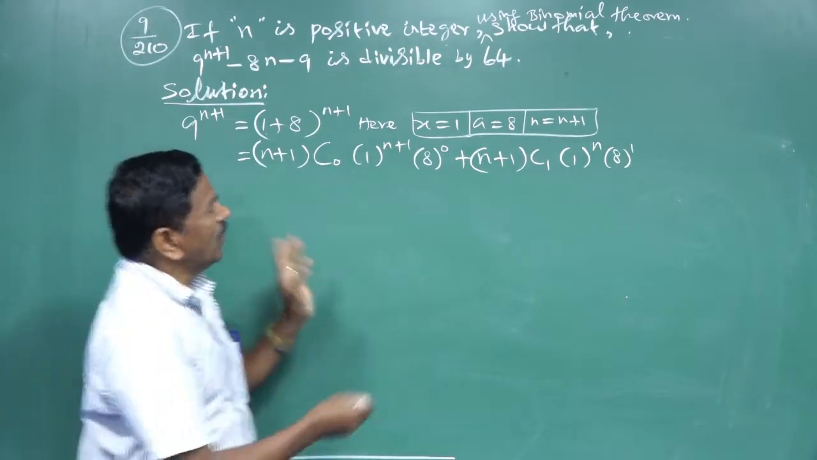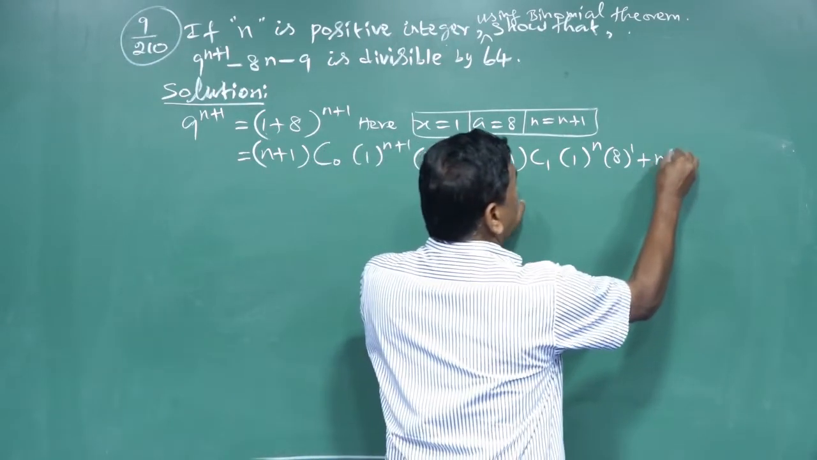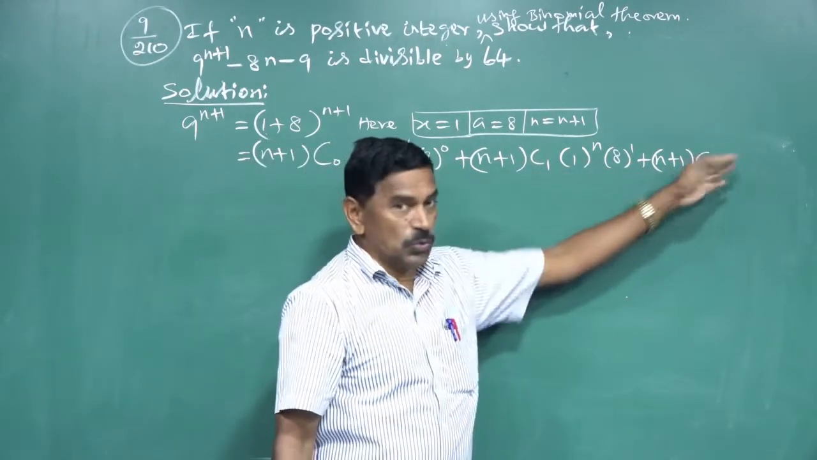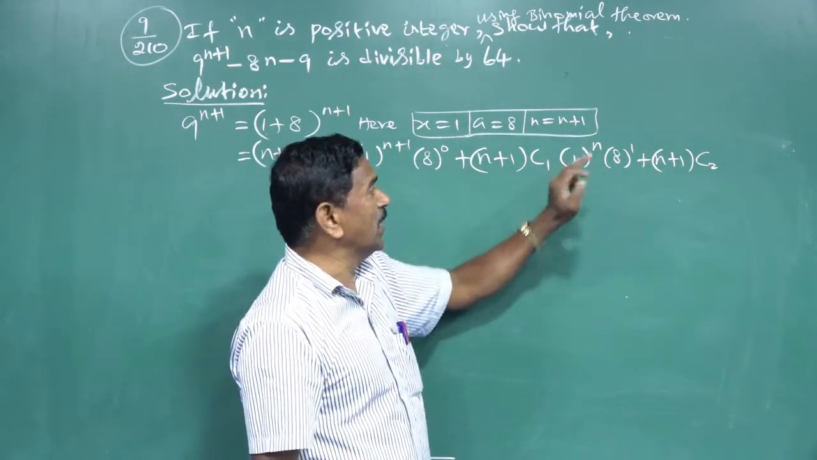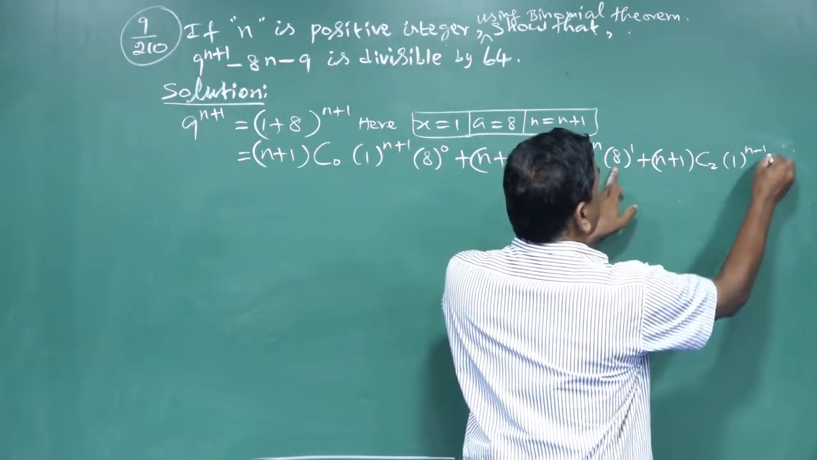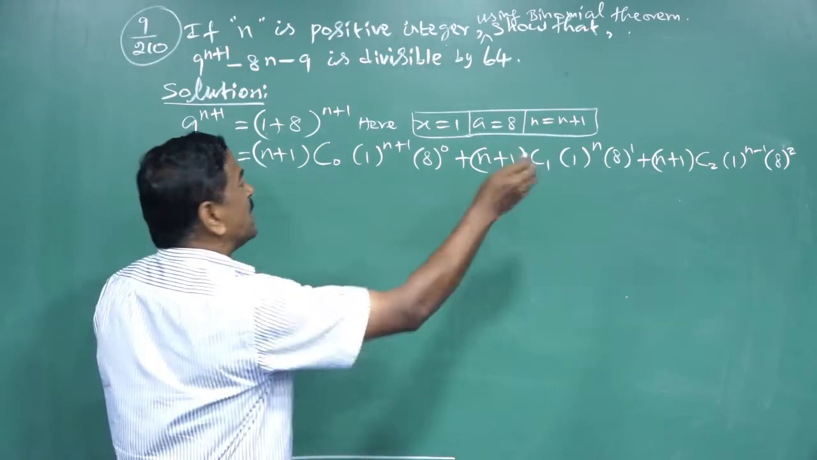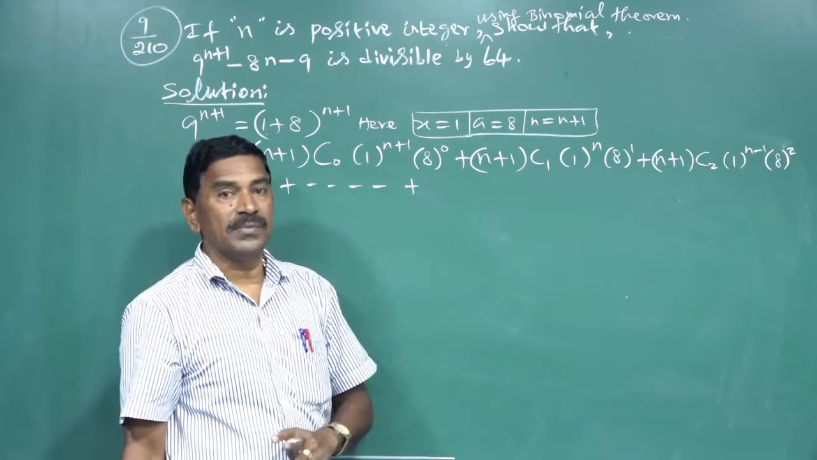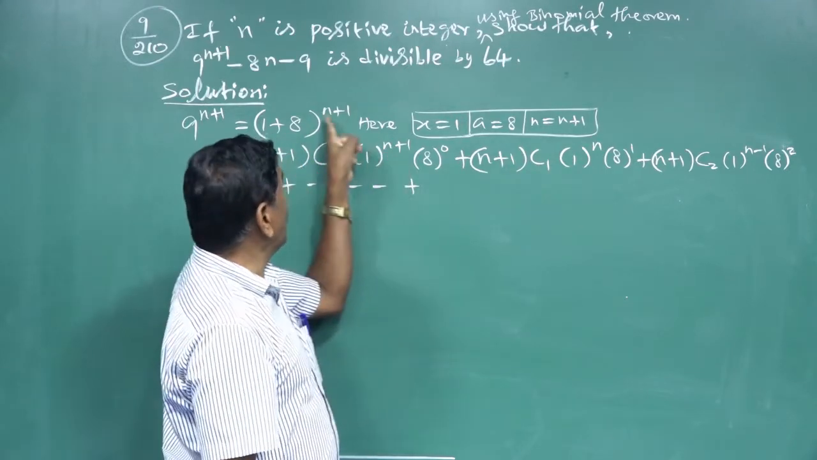Okay. Listen, the next term will be plus n plus 1 C2, likewise nC0, nC1, nC2. Into here, x power n plus 1 power less, so x power n minus 1, into a whole power 2. Next plus etc. plus etc. plus etc. Can you tell me the last term? Yes, the last term is nCn into x power 0 into a power n, where n equal to n plus 1.